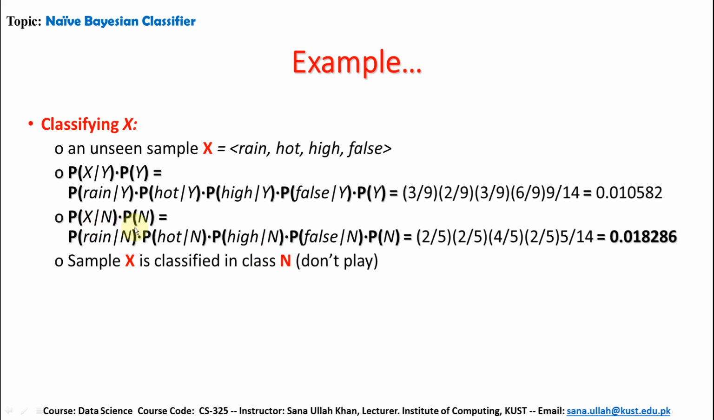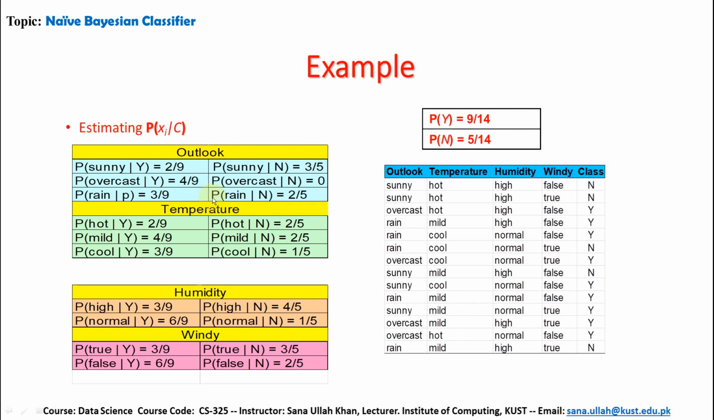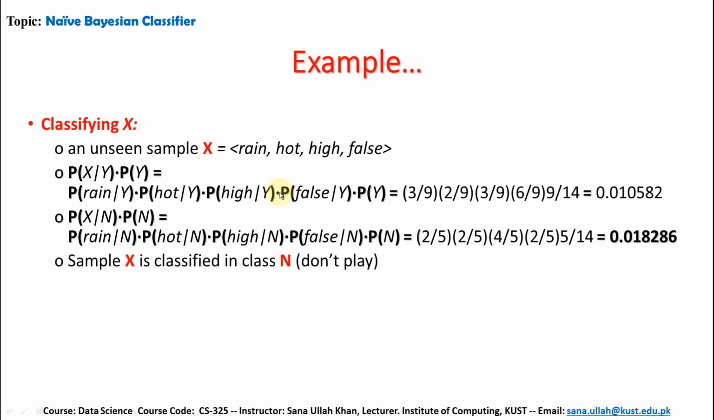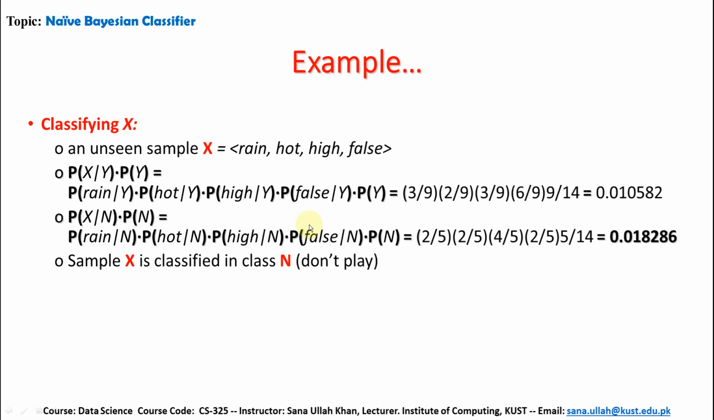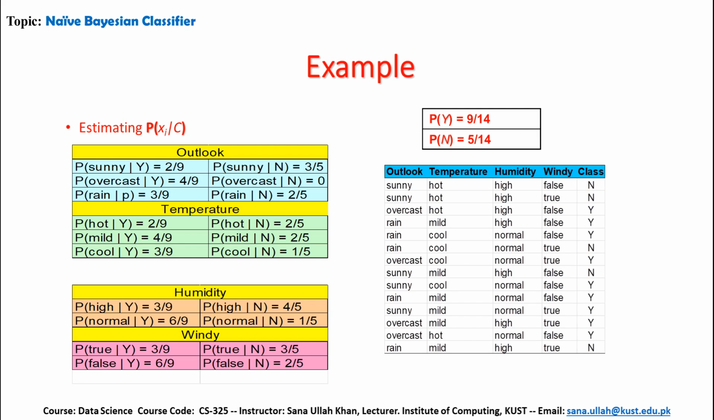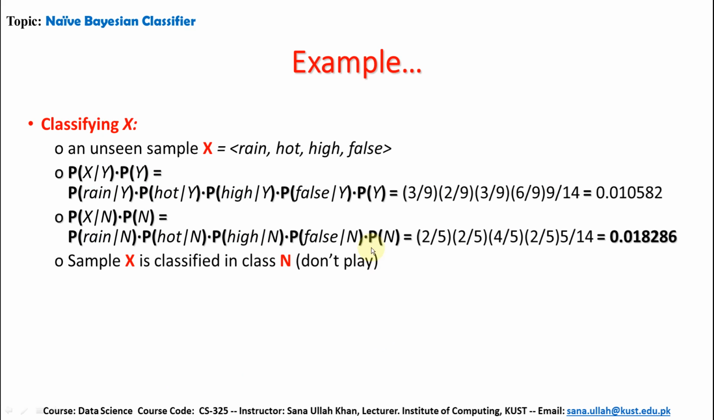So for n, x given n: rain given n, hot given n, high given n, false given n. Probability of rain given n is 2 by 5. Probability of hot given n is 2 by 5. Probability of high given n is 4 by 5. Probability of false given n is 2 by 5. So multiplied by probability of n, which is 5 by 14.